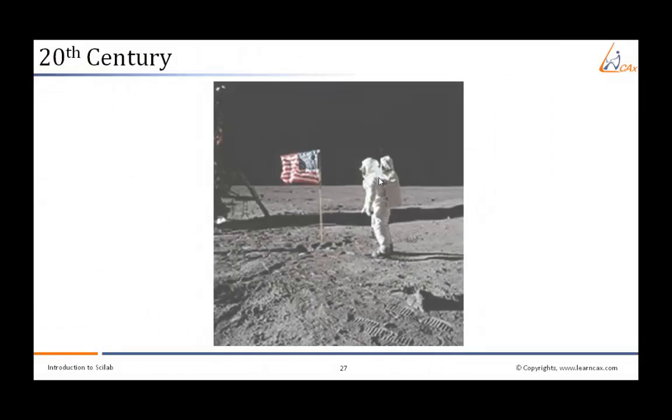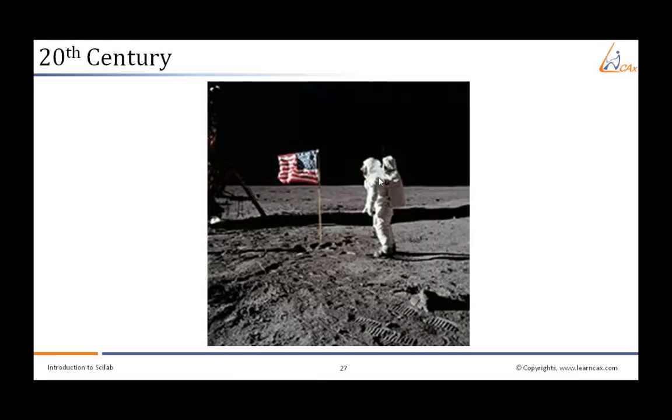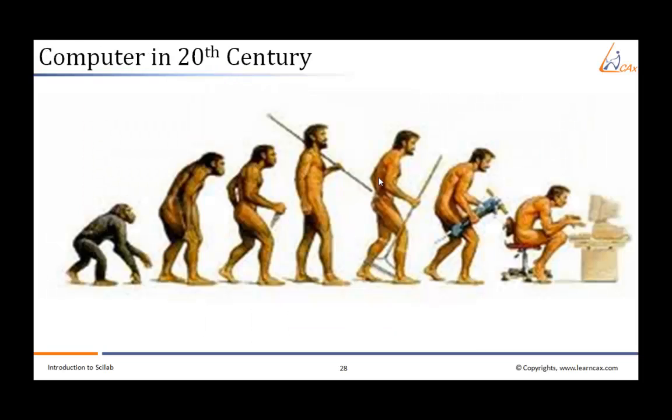Then came the 20th century, where man went to the moon and changed a lot of things on the earth. The earth looked totally different after lots of inventions that happened in the 20th century. This is a very familiar picture that you must have seen earlier as well, which shows the evolution of mankind and how computers have actually made us go in the reverse direction of evolution. This is a common joke or anecdote used to define how man became dependent on computational technologies or computers.